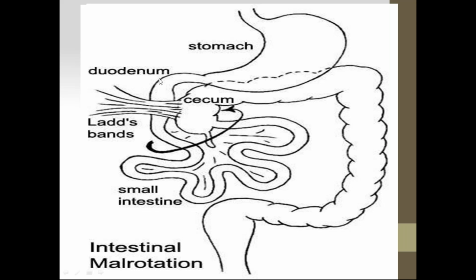In these conditions, one important aspect you need to remember is that there will be Ladd's bands between the colon and the abdominal wall. These bands, which here in the image extend from the cecum to the abdominal wall, can obstruct the duodenum, the underlying bowel. These adhesive bands can cause obstruction of the duodenum.